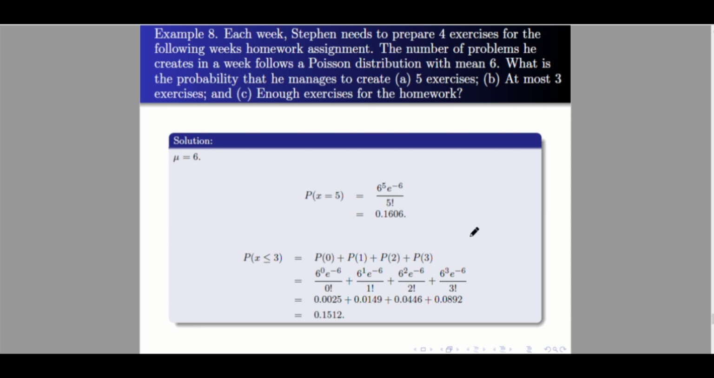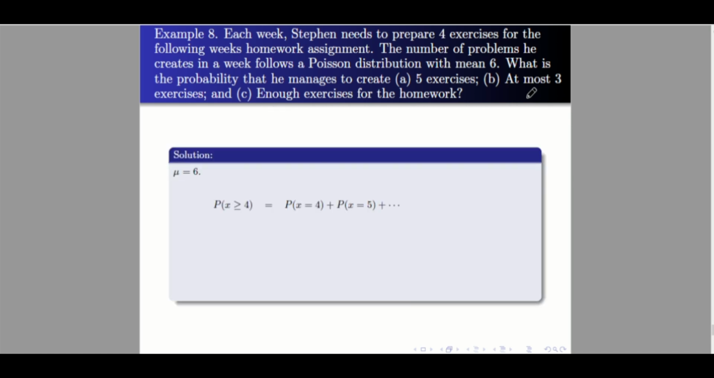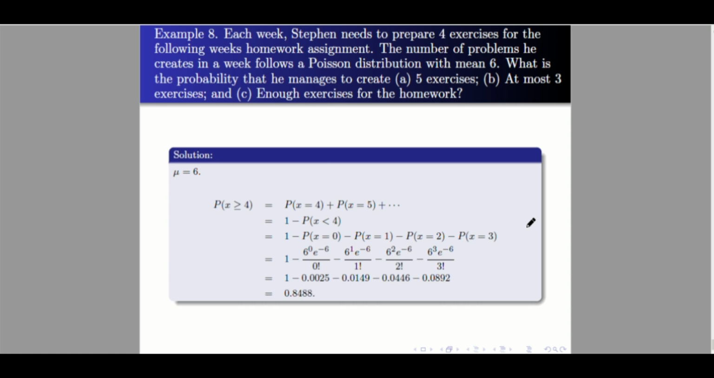So, enough, some students will say that it's equal. Now, it can be equal, of course, but it's also accepted that if you provide more than what is expected or what is needed. So that is greater than or equal. So enough is greater than or equal to 4. So since this is greater than or equal, we do not know where to stop. So we will use the complementation. So the complement for this is less than 4. So we will subtract 0, 1, 2, and 3. Okay? So using your calculator and formula, we have 0.8488.